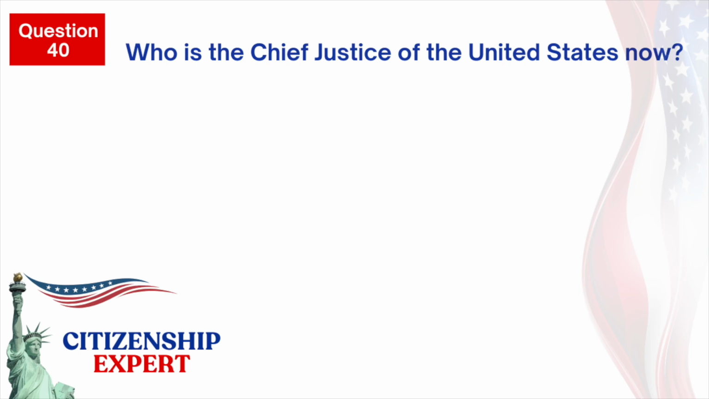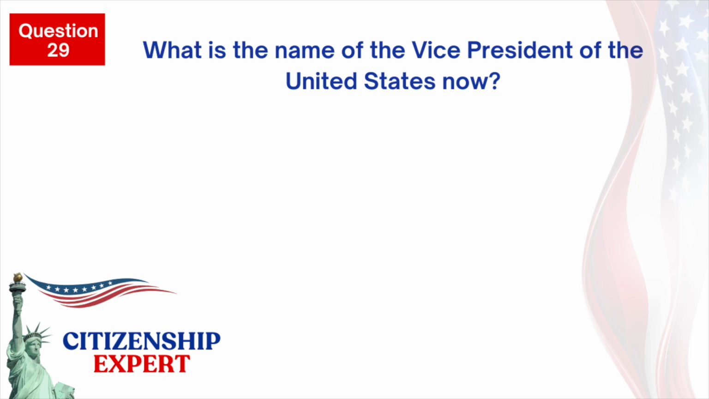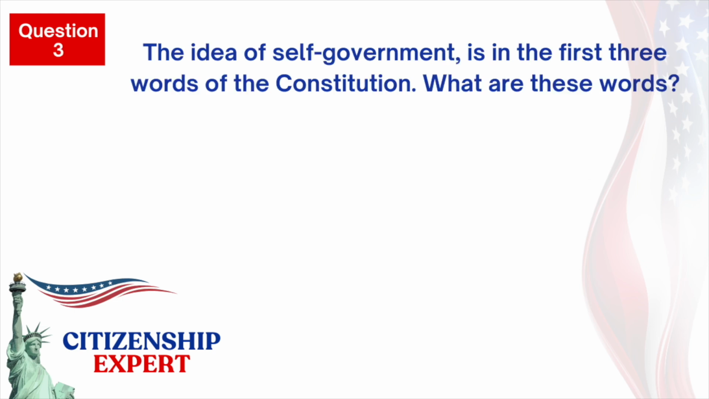Who is the Chief Justice of the United States now? John Roberts. What is the name of the Vice President of the United States now? J.D. Vance. The idea of self-government is in the first 3 words of the Constitution. What are these words? We the people.